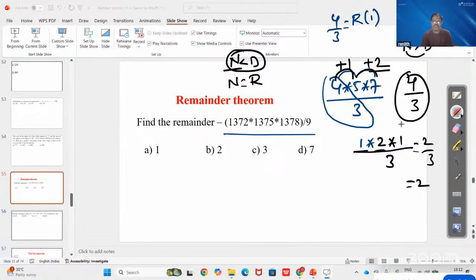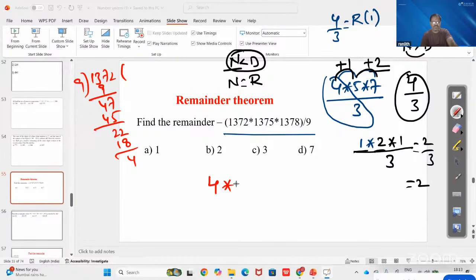Here, the given question is 1372. So by dividing 1372, what is the remainder we are having? 9 ones are 9. Remainder is 47. 9 fives are 45. Remainder is 22. 9 twos are 18. Remainder is 4. That is, here remainder is 4.